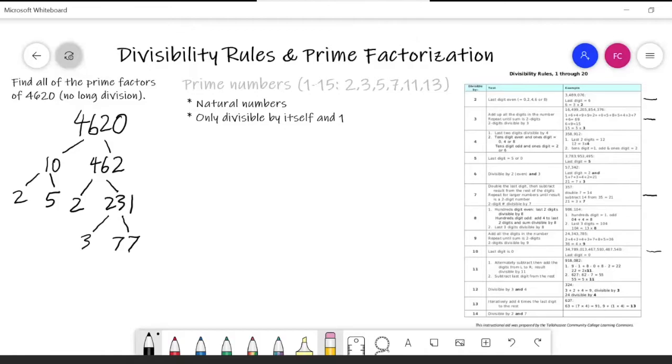According to the chart here, a number is divisible by 7 if the result of doubling the last digit and subtracting that from the rest of the digits is a multiple of 7. So in this case, the last digit is 7. Double that is 14. Subtract 14 from the rest of the number, which is 7. We get negative 7, which technically is a multiple of 7. So 4,620 is also divisible by 7. So divide 77 by 7, we get 11. Why 77? Because that was 231 divided by 3.